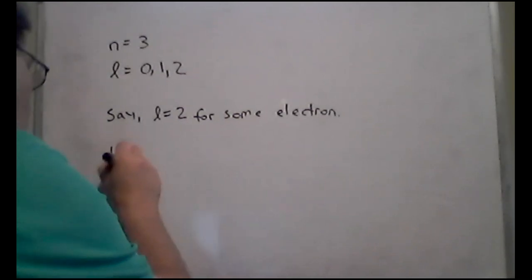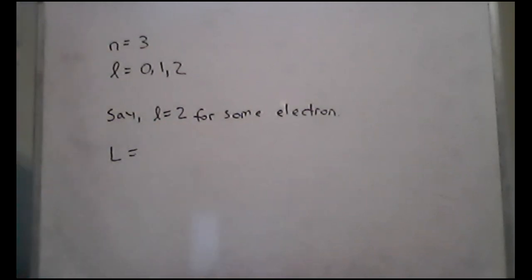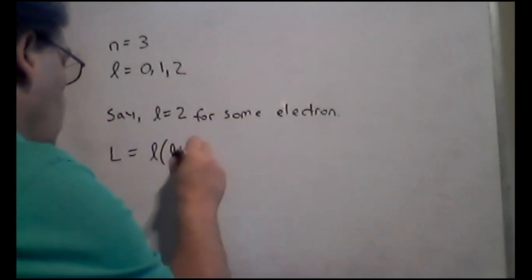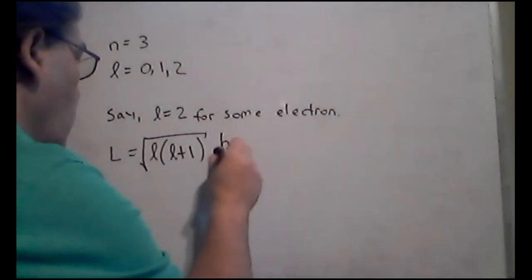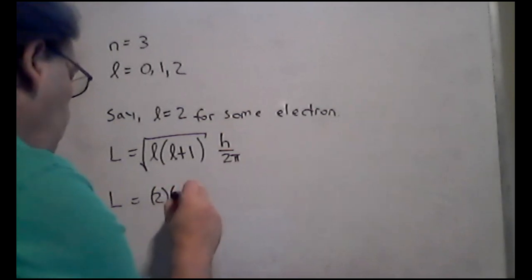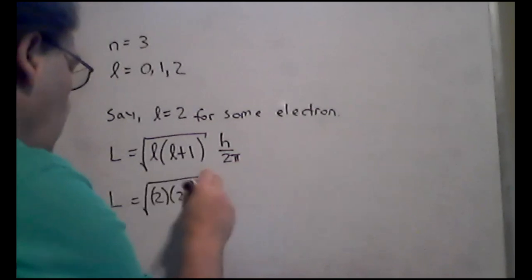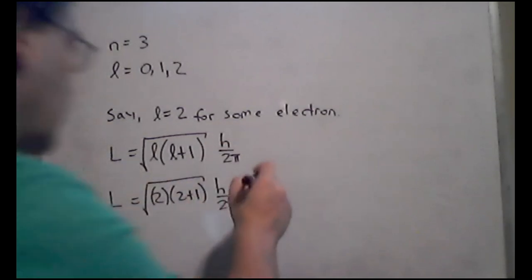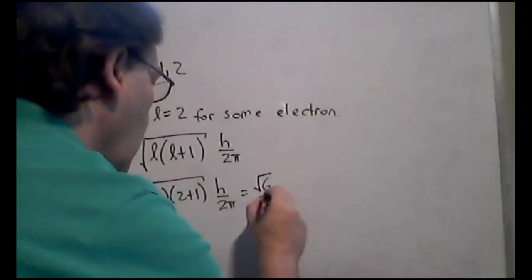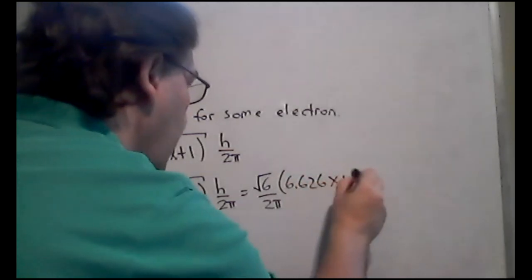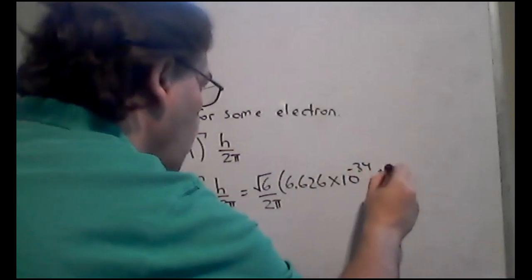If I know the orbital quantum number little l, say 2, I just put it into the formula. Remember, big L is the square root of l times l plus 1, times h over 2 pi. L will be the square root of 2 times 2 plus 1, times h over 2 pi, which is the square root of 6 times h over 2 pi. And what's h? 6.626 times 10 to the negative 34 joule seconds.